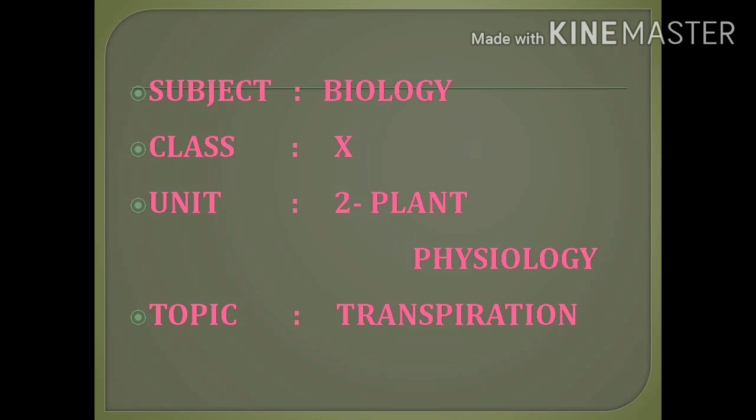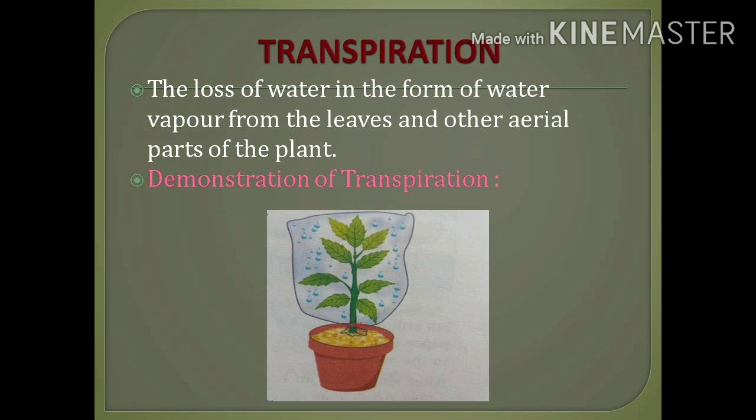This moisture eventually falls to the ground as rain, is absorbed by the roots of plants and hence again becomes a part of the water cycle. Now we can study the definition of transpiration.